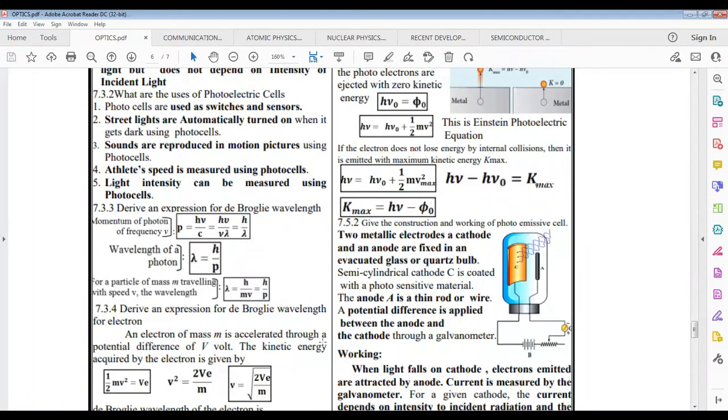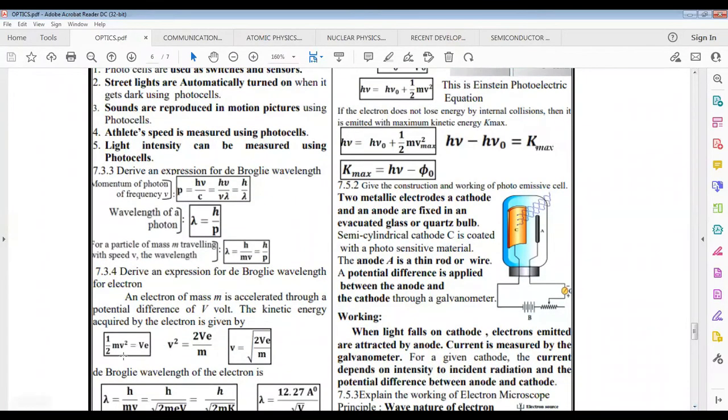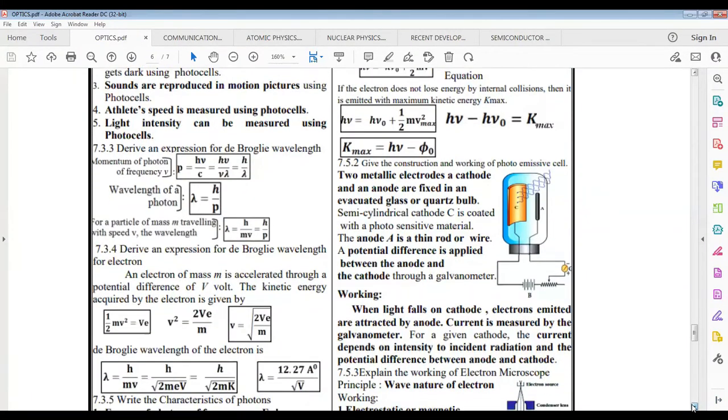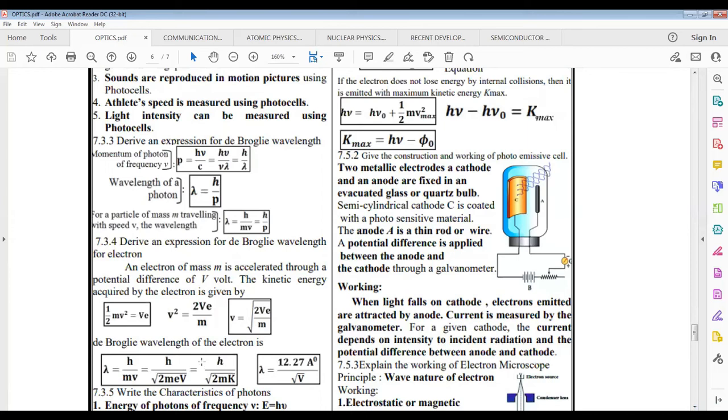An electron of mass m is accelerated through a potential difference. The kinetic energy, half mv square, is given by eV. This capital V is the potential and e is the charge of the electron. So from this, v square equals 2eV by m, or v is equal to, taking square root, root of 2eV by m. Substitute this value: lambda is equal to h by m times root of 2eV by m. After simplification, this will become h by root of 2meV.